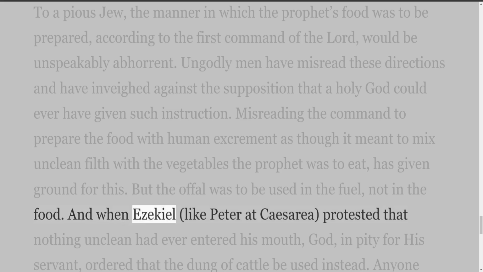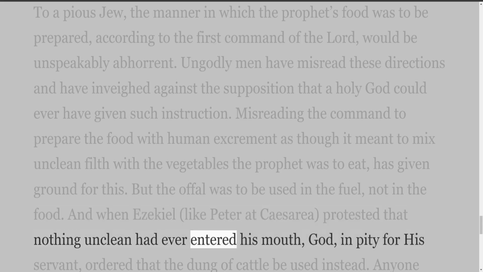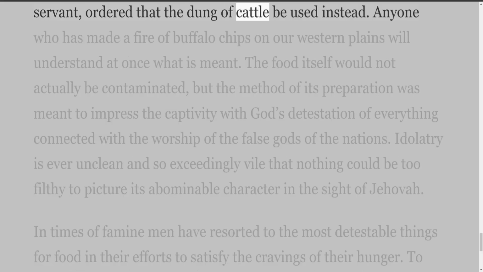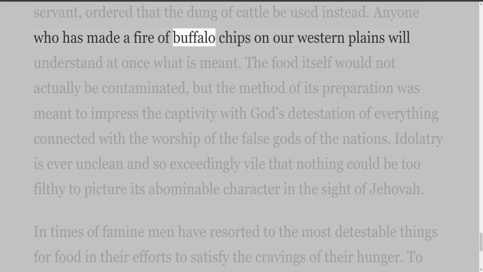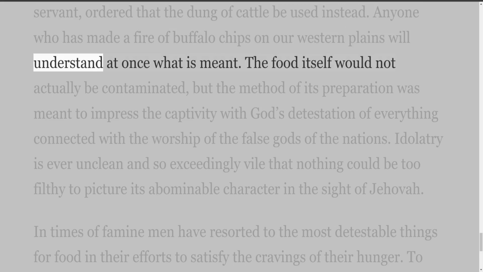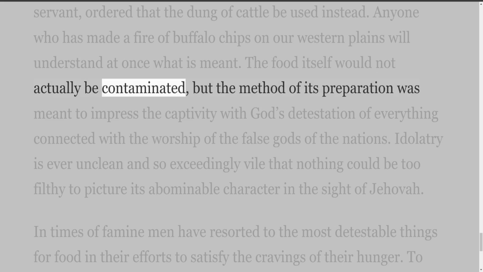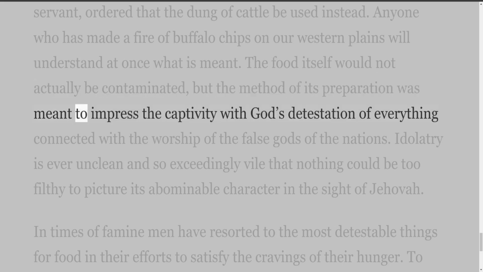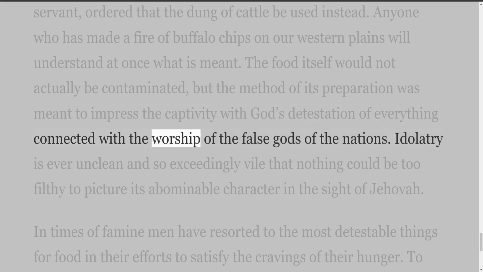And when Ezekiel, like Peter at Caesarea, protested that nothing unclean had ever entered his mouth, God, in pity for his servant, ordered that the dung of cattle be used instead. Anyone who has made a fire of buffalo chips on our western plains will understand at once what is meant. The food itself would not actually be contaminated, but the method of its preparation was meant to impress the captivity with God's detestation of everything connected with the worship of the false gods of the nations.